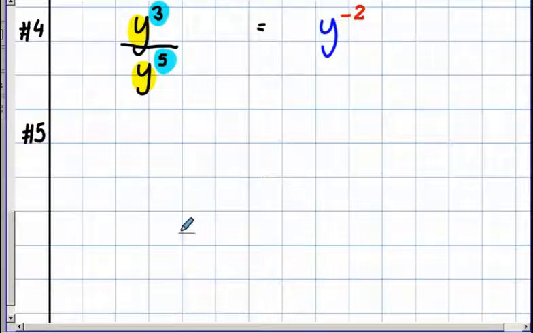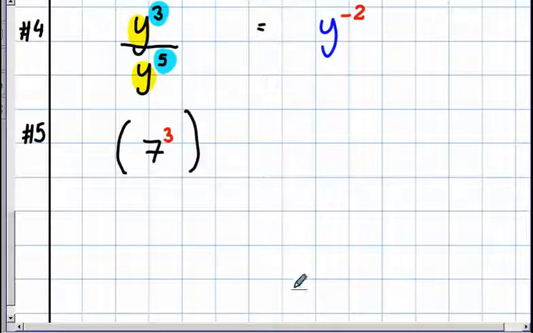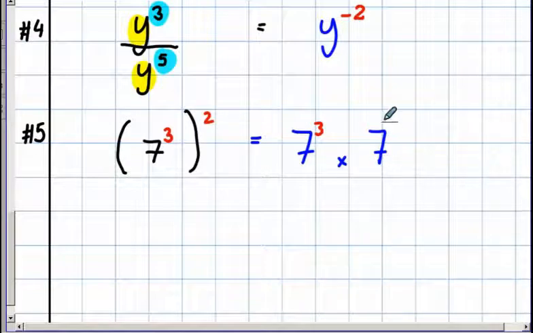And then example 5 is the weirdest one. Here you go. 7 to the power 3 in a bracket, all raised to the power of 2. What does that mean? Well, that means 7 to the power of 3 times 7 to the power of 3. Why have I written out 7 to the power of 3 twice? Because the bracket, talking about this thing here, was squared. So these would appear 2 times. So I get 7 to the power of 6.